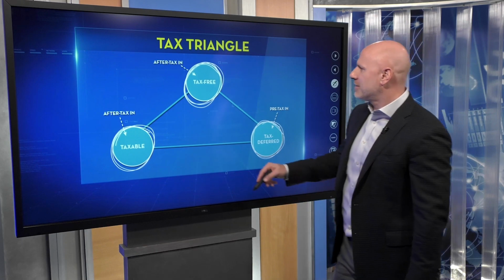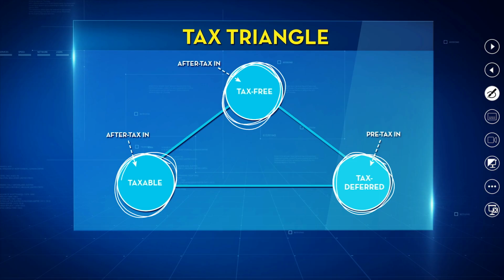Let's start up here at the top. This tax-free pool, everything that comes out of here is going to be taxed at 0% tax rates. The growth and distribution, all tax-free. The Roth account is the most typical type of account you'll see in this pool.